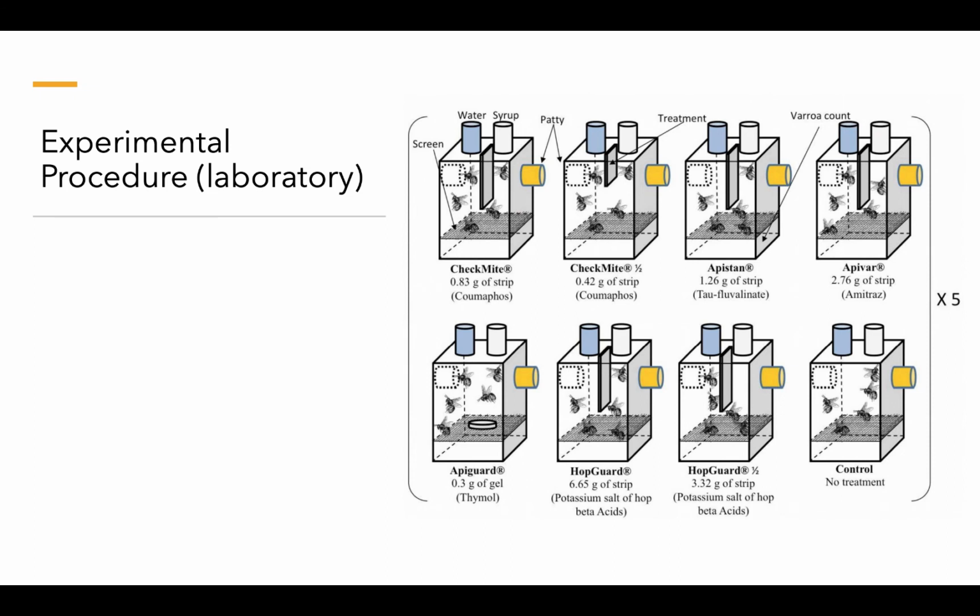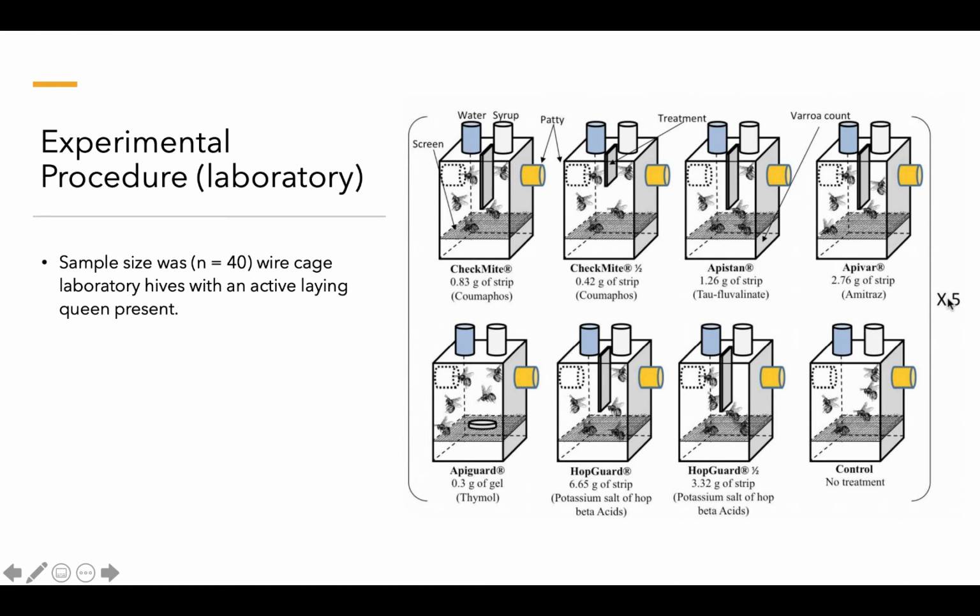Here's the first experimental process. This will be classified as a laboratory process in the case of the research. What they did is they built 8 boxes and 5 sets of those for n equals 40, where they had a queen and a screen bottom, a nutritional source, the pollen patty, a sugar source, the syrup, water, and then in the middle here the treatment strip.